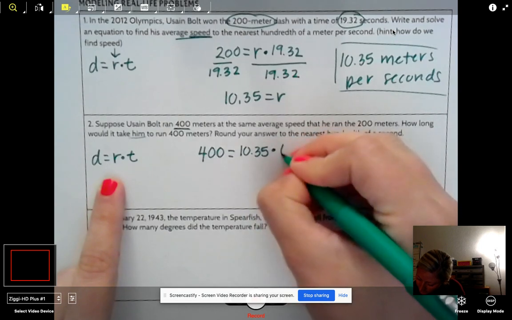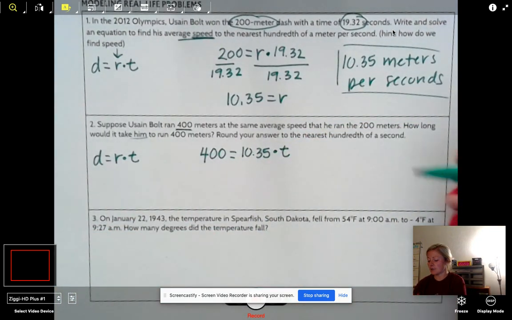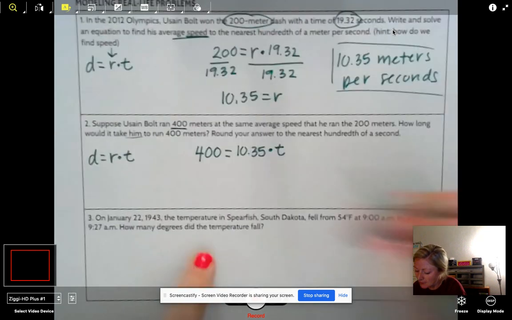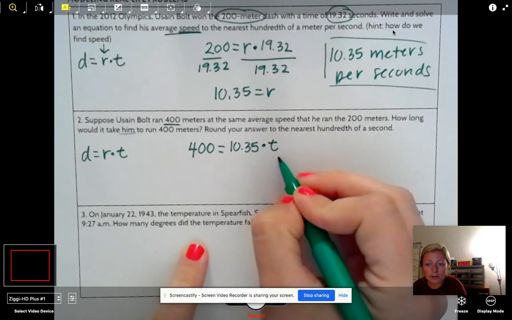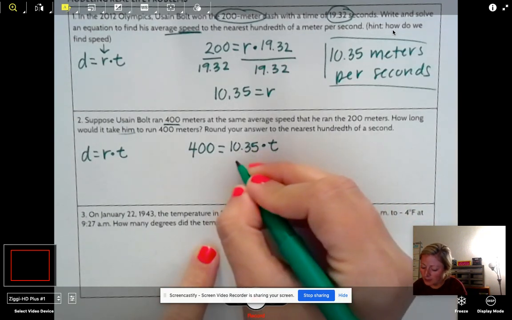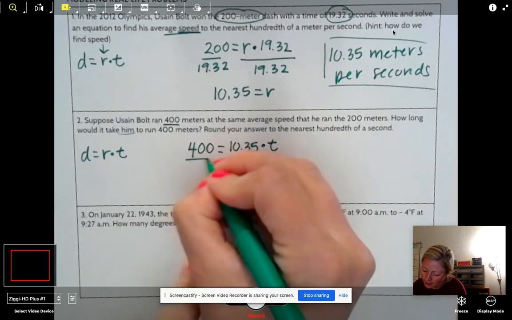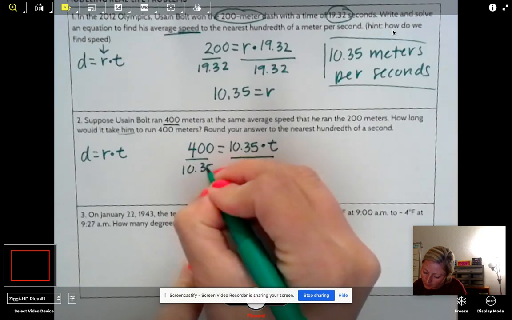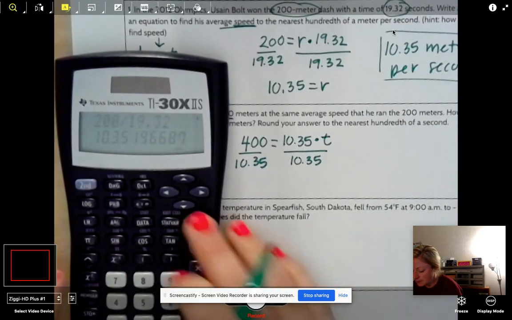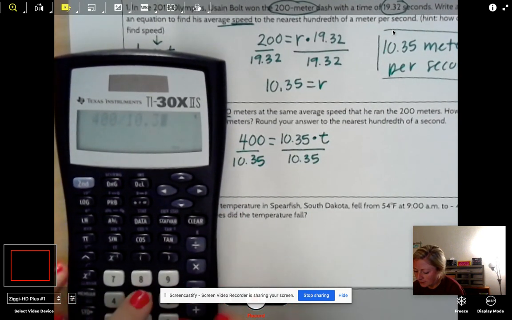And we are looking for the total time. So if he is running around the track, we want to figure out how long it takes him to go one full lap. So again, I want to get t alone, that's our variable. How do I undo times by 10.35? We divide by 10.35. Again, I'm going to take out my little calculator here. 400 divided by 10.35.